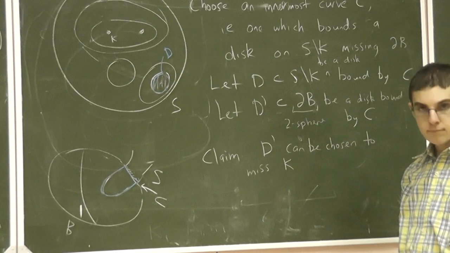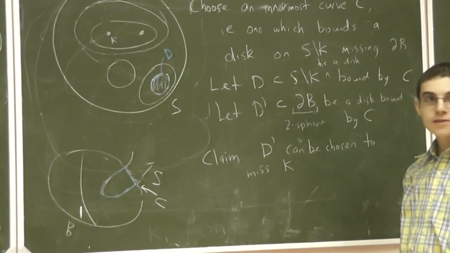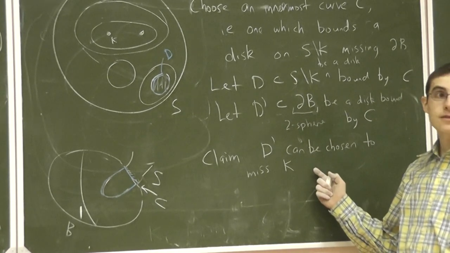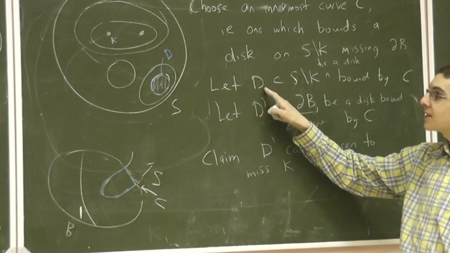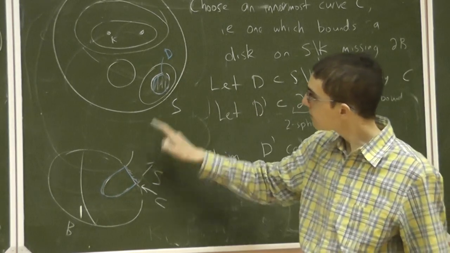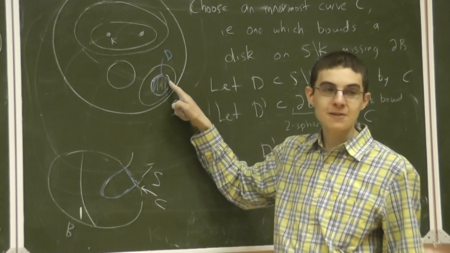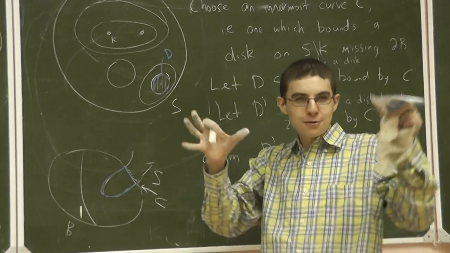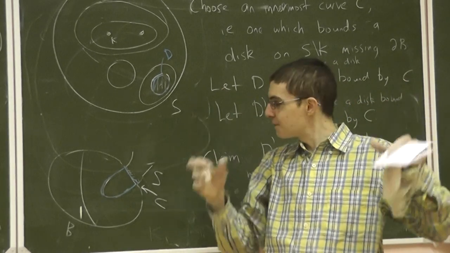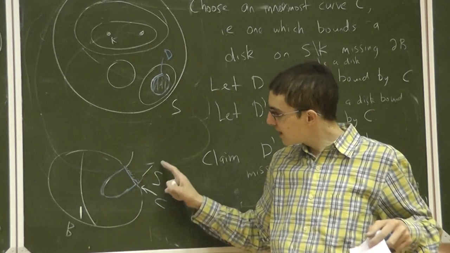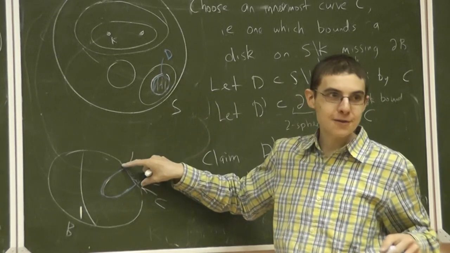So, let's see why this would be true. On the one hand, we know this disk D... it's a little bit confusing, so let me be careful. There are two spheres happening. There's this two sphere, and there's this other two sphere, and they intersect on the curve.